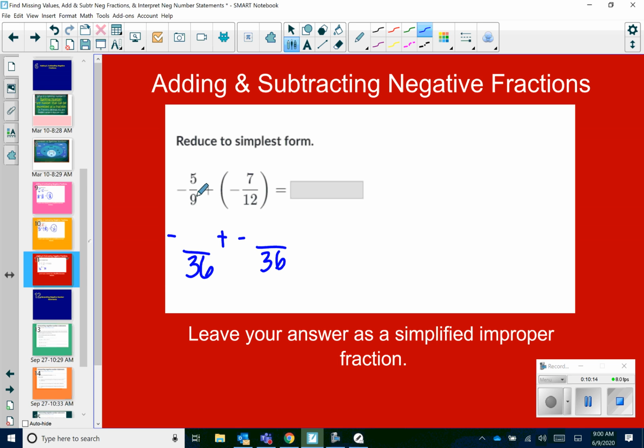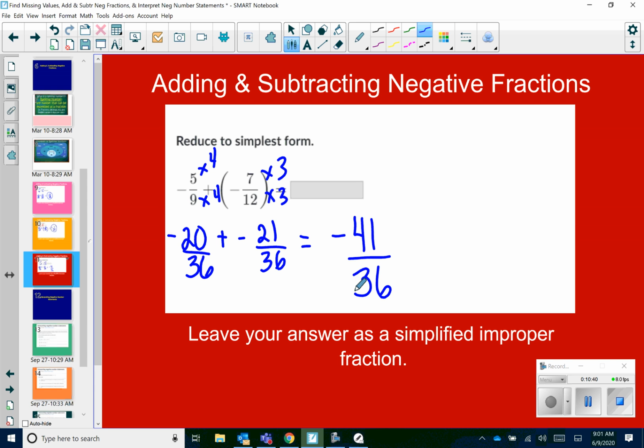To get from 9 to 36, we're multiplying through by 4. What we do on the bottom, we do to the top. So that leaves me with negative 20 over 36. And then over here, we're multiplying through by 3. So that's going to leave me with a negative 21 on the top. Same signs, so we're going to add and keep our signs. So that's negative 20 plus negative 21, which is negative 41 over 36.